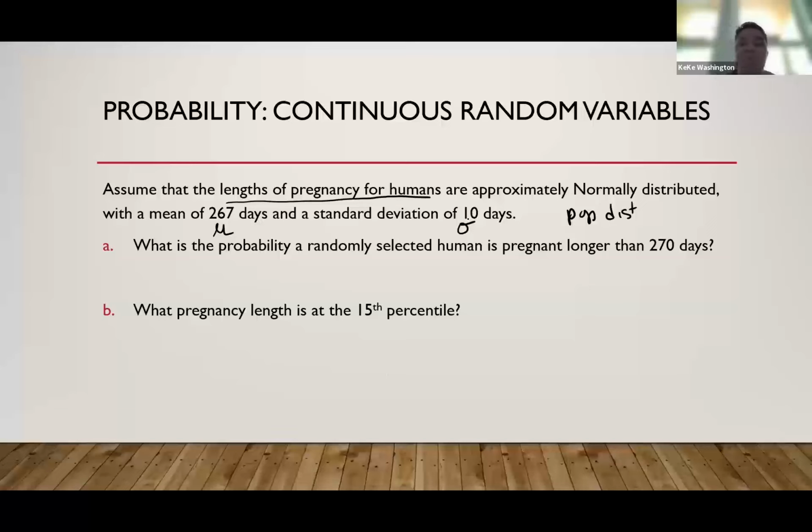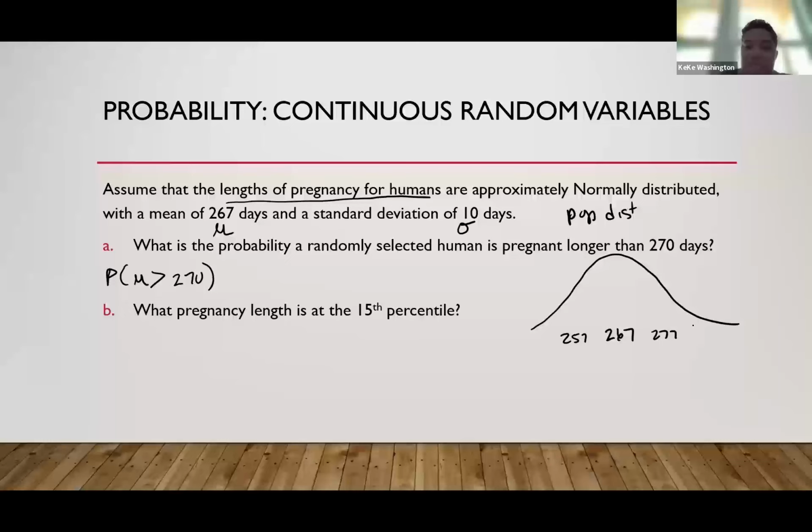So what is the probability that a randomly selected human is pregnant longer than 270 days? We're looking for the probability that the length is greater than 270. Being that our distribution is normally distributed, the center of that distribution is at 267 with a standard deviation of 10, so just keep adding and subtracting 10. And we want 270 and greater. So what percent is that? This is where we go over to StatCrunch. All right, so let's read.